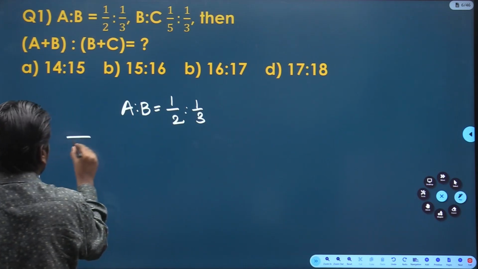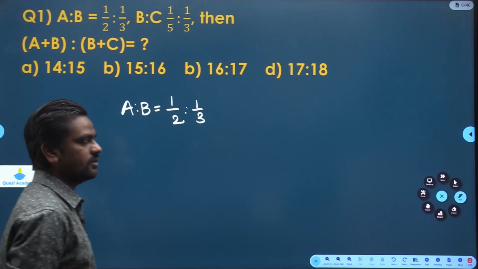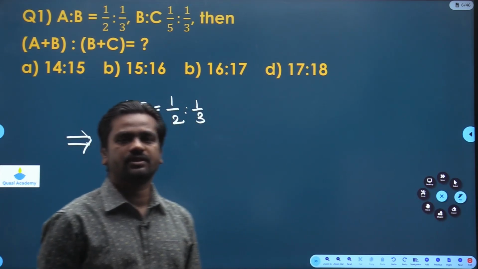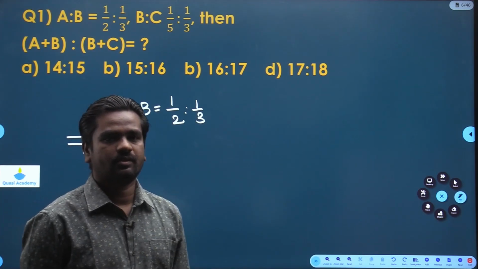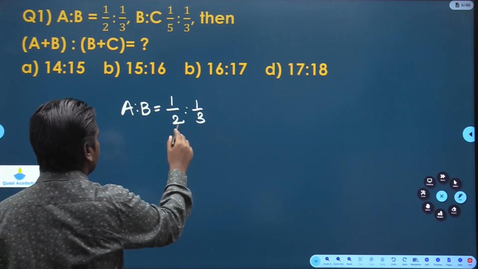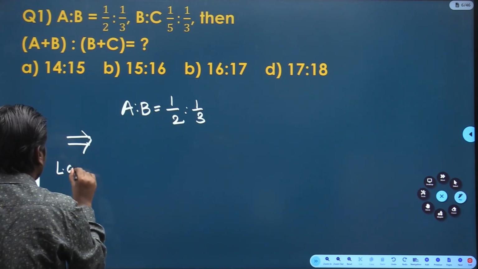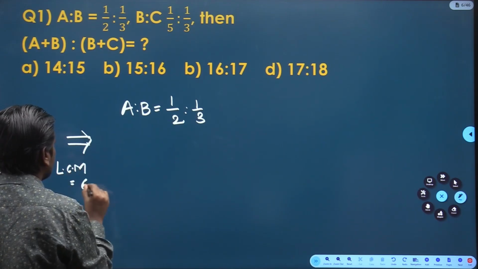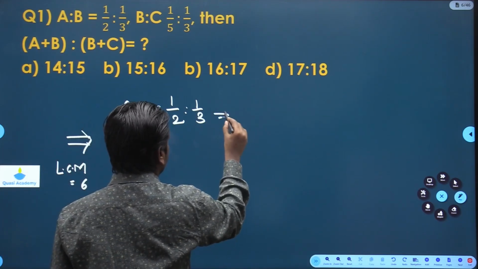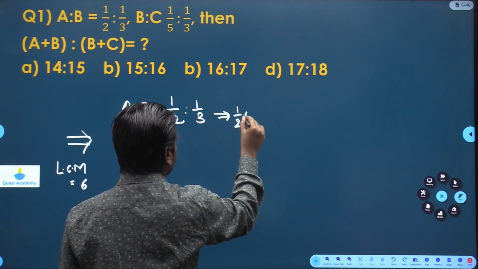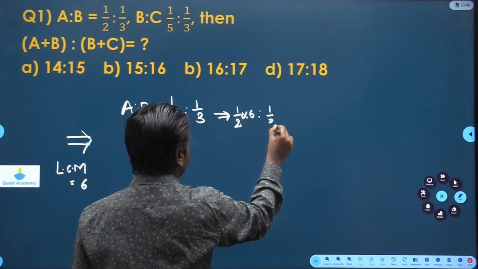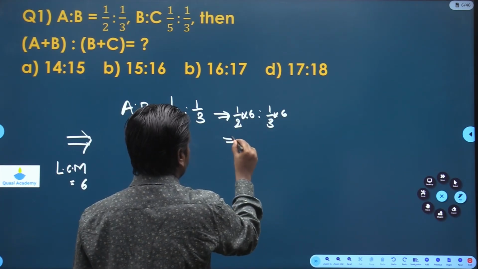Now this ratio is in fractions, just convert this into integers. Just find the LCM of 2 and 3, so just multiply by 6, then you will get 2 into 6. What you will get?